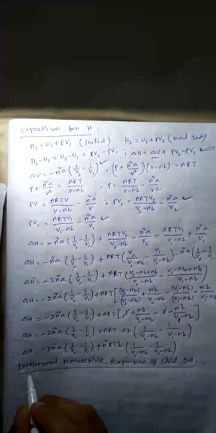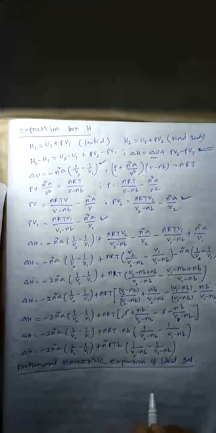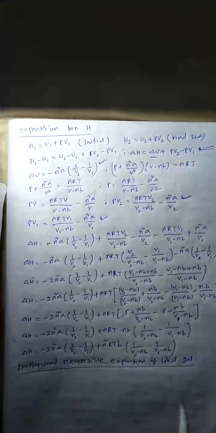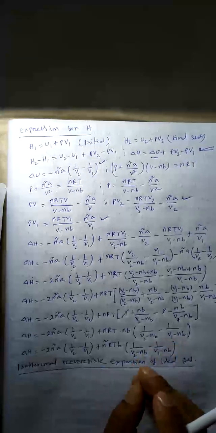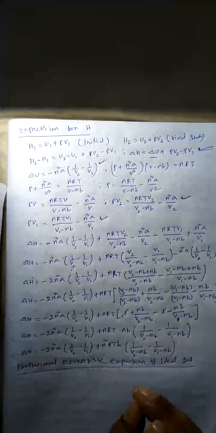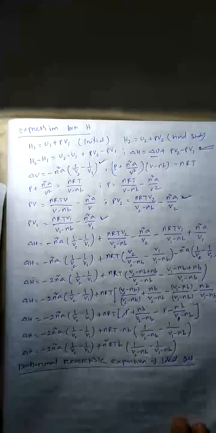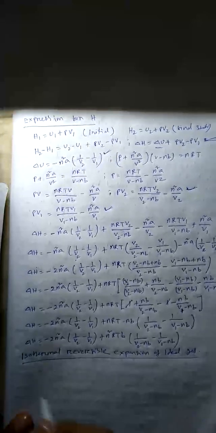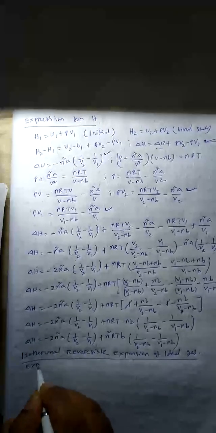In this case, isothermal means temperature constant, reversible means maximum work performed, expansion means lower volume to higher volume, and ideal means there is no force of attraction between the gas molecules, and the volume occupied by the gas molecules is negligible as compared to the total volume occupied by the gas. These are the two more distinctions. Okay, expression for W, work done.